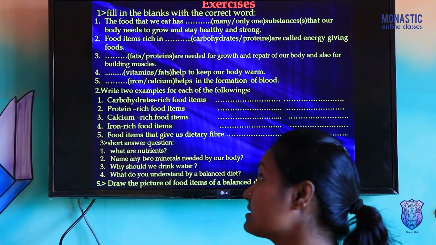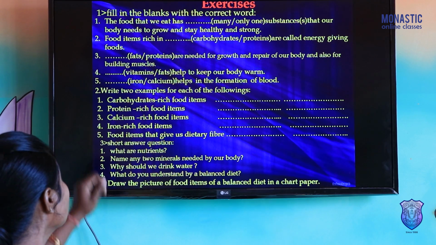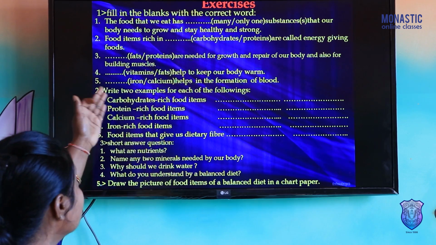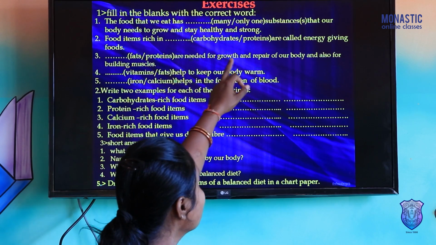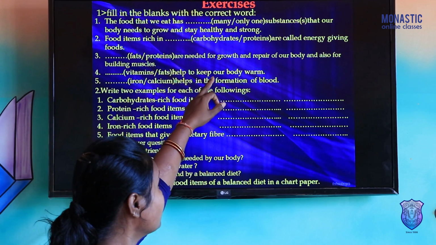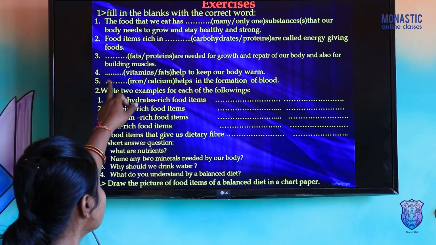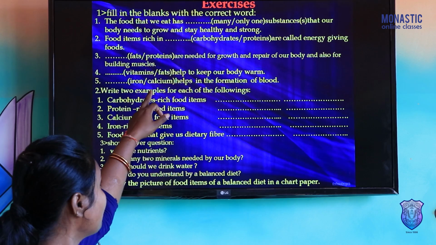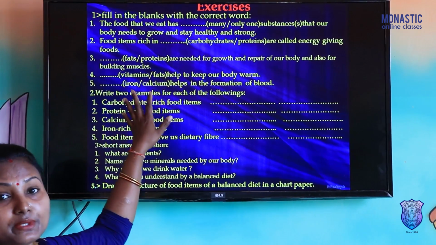So here, students, are some exercises. You have to do these. Number 1, fill in the blanks with the correct words. The food that we eat has many substances that our body needs to grow and stay healthy and strong. Number 2, the food items rich in carbohydrates are called energy giving food. Number 3, proteins are needed for growth and repair of our body and also for building muscles. Number 4, fats help to keep our body warm. Number 5, iron and calcium help in the formation of blood. You have to choose the correct option from here and complete these sentences.